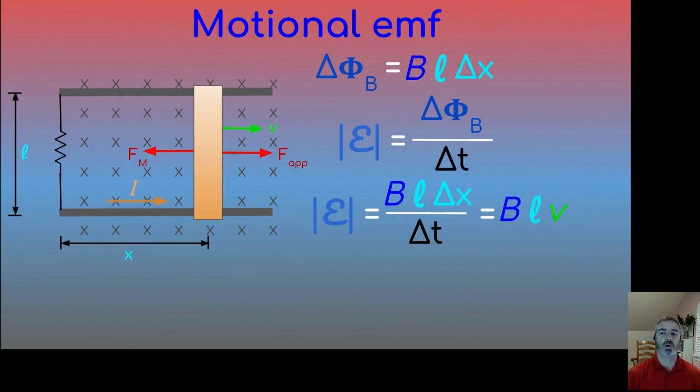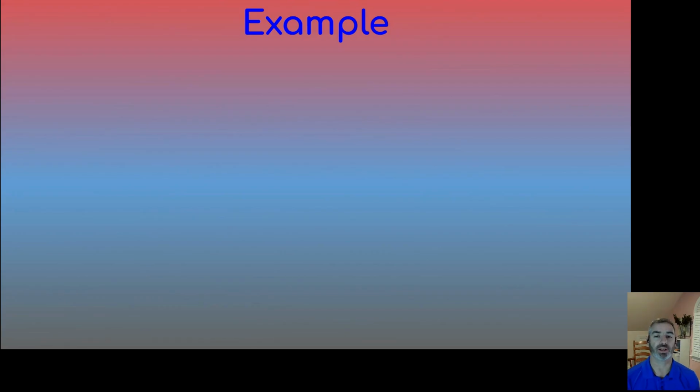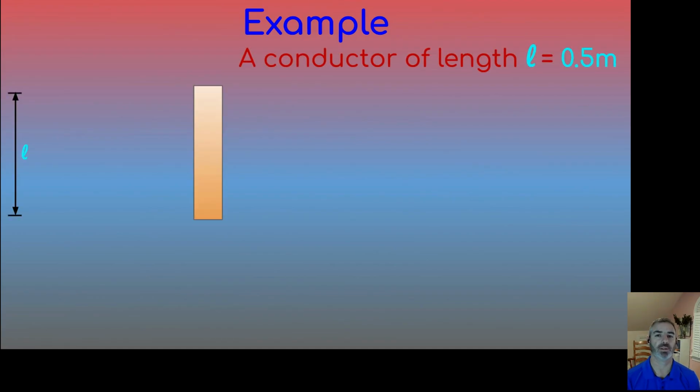So the motional EMF can be calculated by taking the magnetic field times the length of the rod times the speed of the rod as it's moving through that magnetic field. Now, using Ohm's law, I is equal to the induced EMF divided by R. We know that the induced EMF is just BLV, so the current's just going to be BLV divided by R.